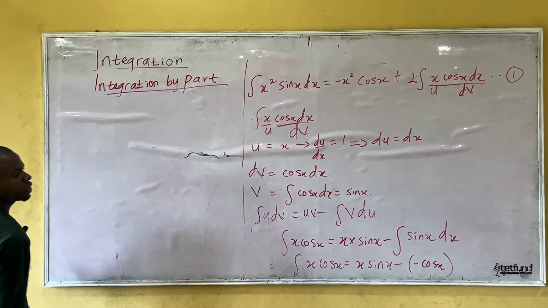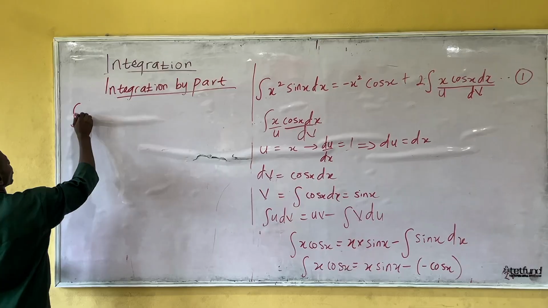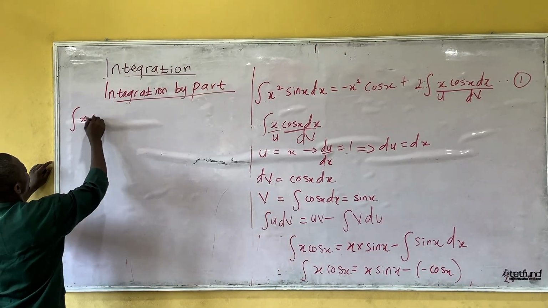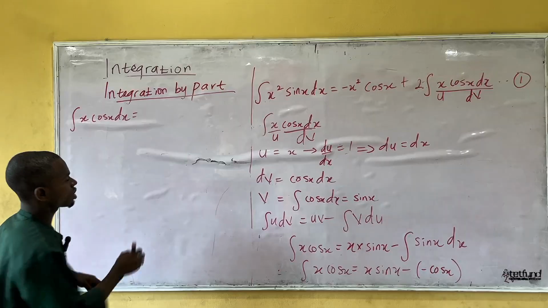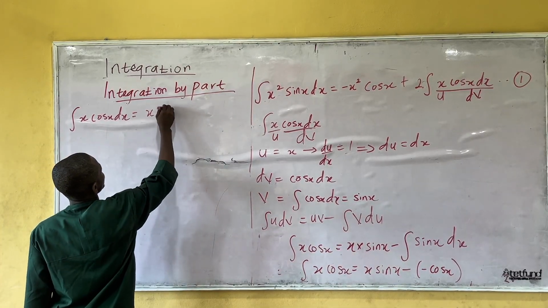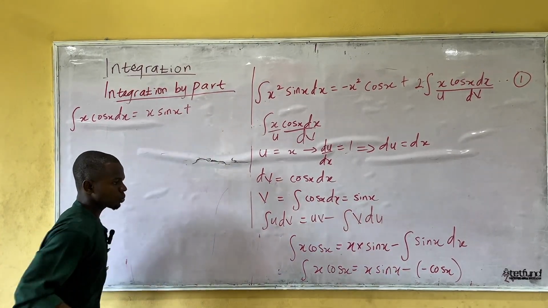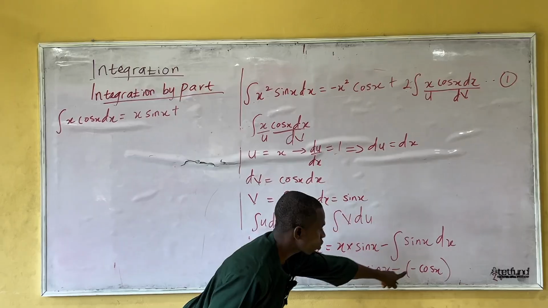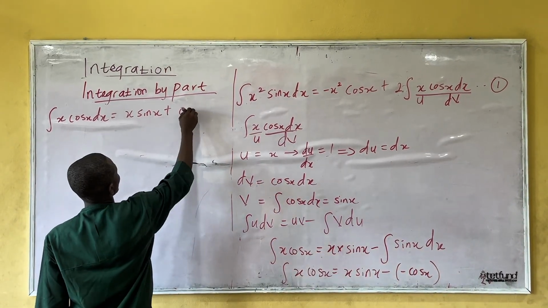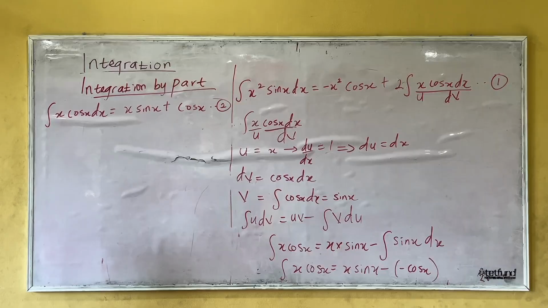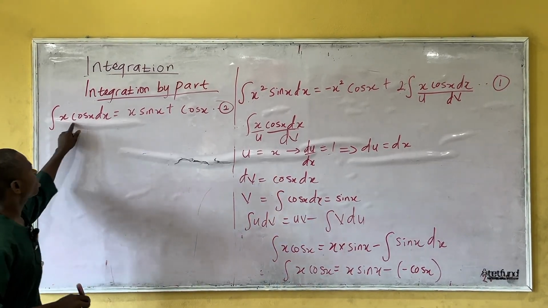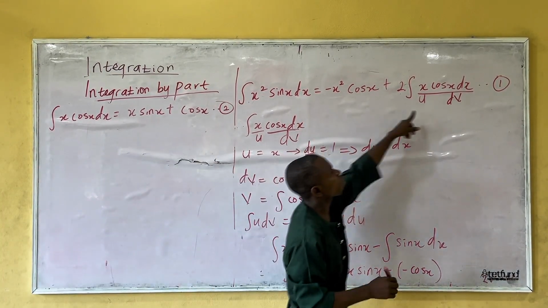So from here, the integral of x cos x dx will now be equal to x sin x plus, minus times minus is plus cos x. Let me call it equation 2. So don't forget that this equation is coming from the former question.